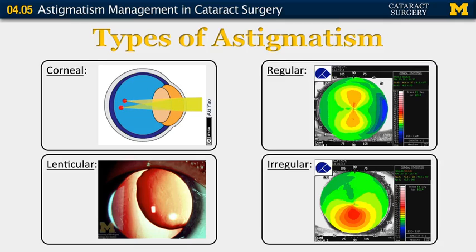And there are various types of astigmatism. There can be astigmatism that comes from the cornea itself, so irregularities in the cornea that lead to the light being focused in different points on the retina. Astigmatism also can come from the lens itself. So if the lens is off kilter, you can get an extreme form of astigmatism. Smaller amounts of lens irregularities can also lead to astigmatism. There can be regular astigmatism, where you have symmetric astigmatism, or irregular and asymmetric astigmatism.